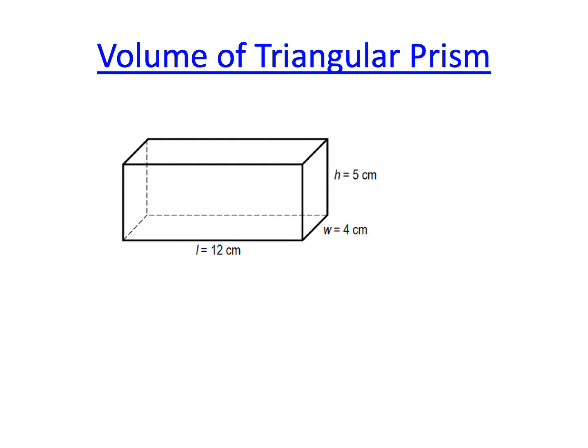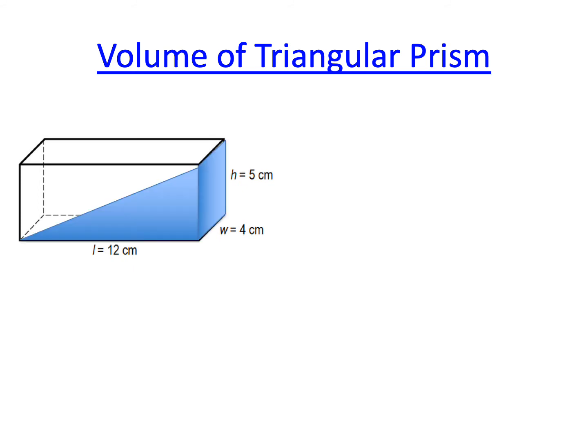The volume of a triangular prism can be found by cutting in half a rectangular prism. Notice that when you cut in half a rectangular prism, you're given two congruent triangular prisms with the same length, width, and height as the original rectangular prism.